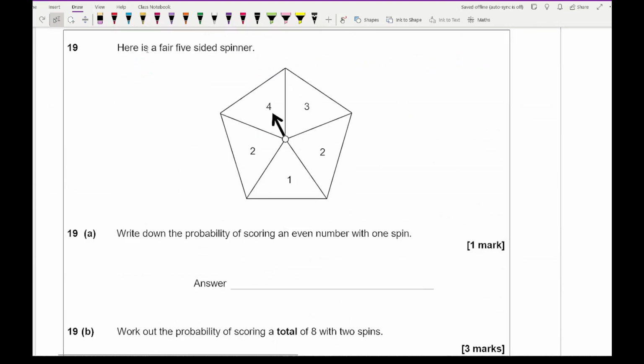Moving on to question 19, it says that here is a fair 5-sided spinner. Work out the probability of scoring an even number with one spin. So in terms of the even numbers, that's 2 and 4. So here we've got 2 out of 5 options. So there is our probability.